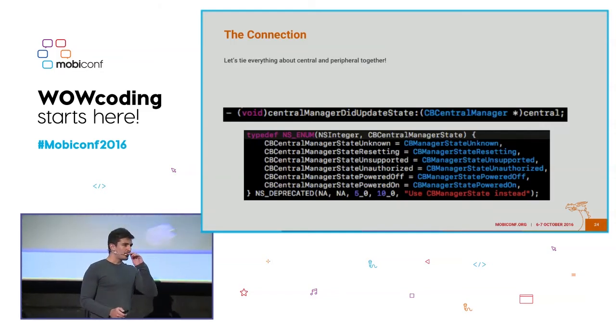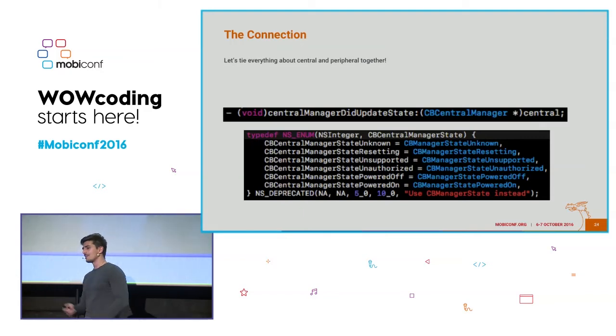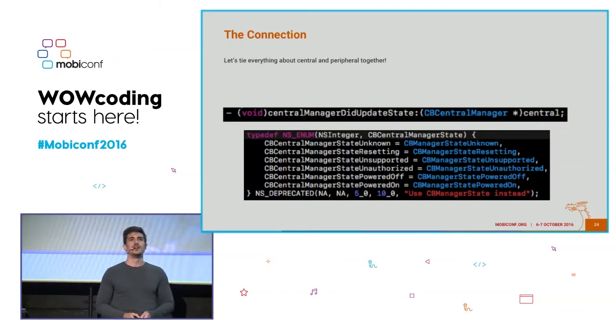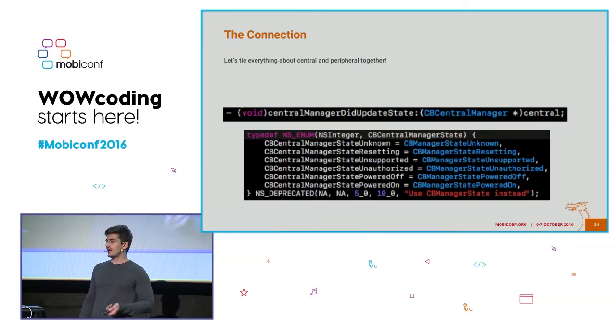When I was talking about all these things, I omitted the did update state. Why? This would normally be the first thing you would look into and say, oh, I have to tell my user Bluetooth is off. Oh no, I have to tell him to turn it on. And now I have to start scanning. Yeah, that's all fine and beautiful.